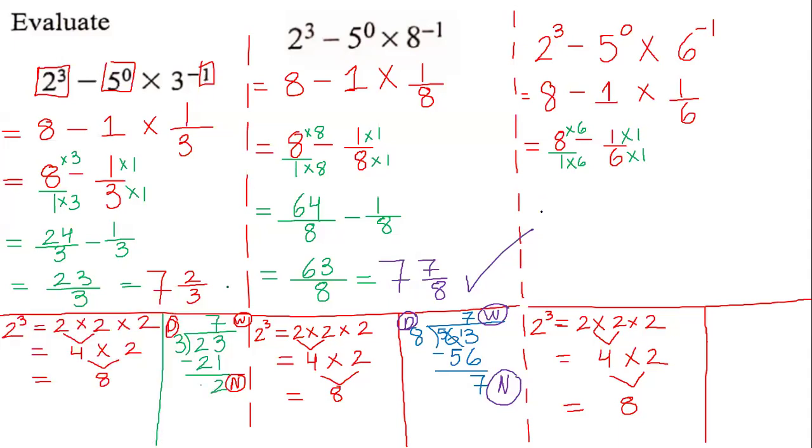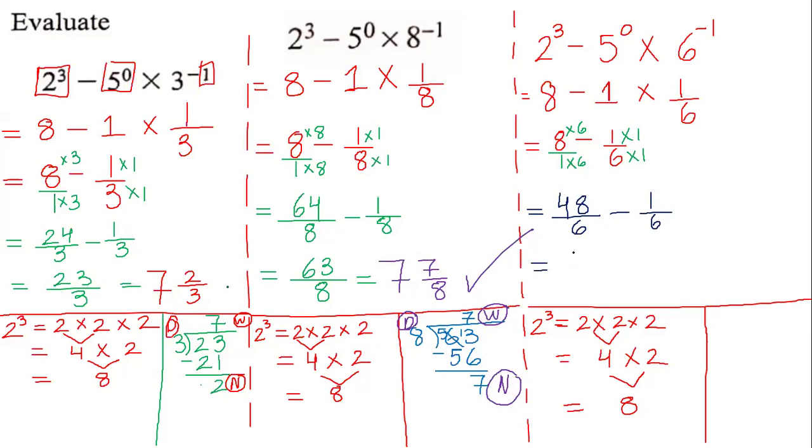What is 8 times 6? 48. Very good. Over 6. Minus 1 times 1 is 1, all over 6 times 1 is 6. 48 minus 1 is going to be what?